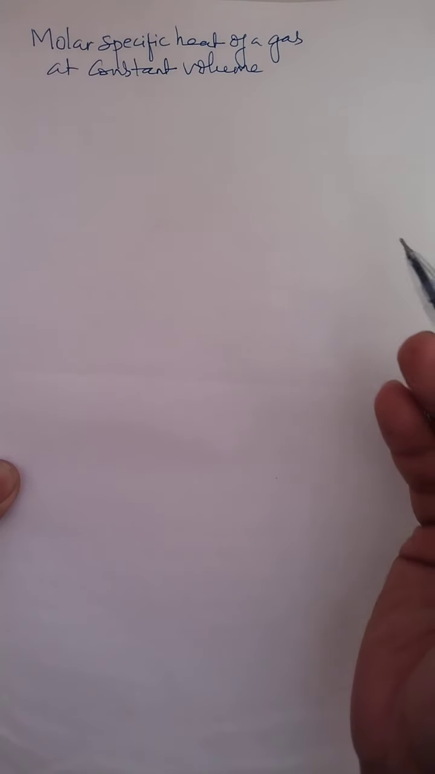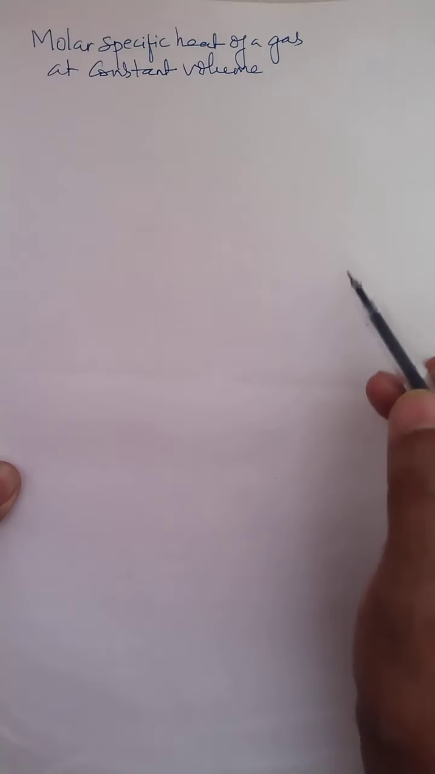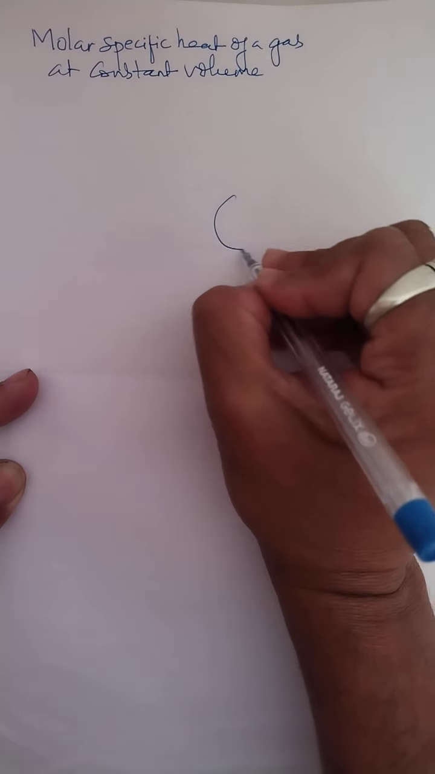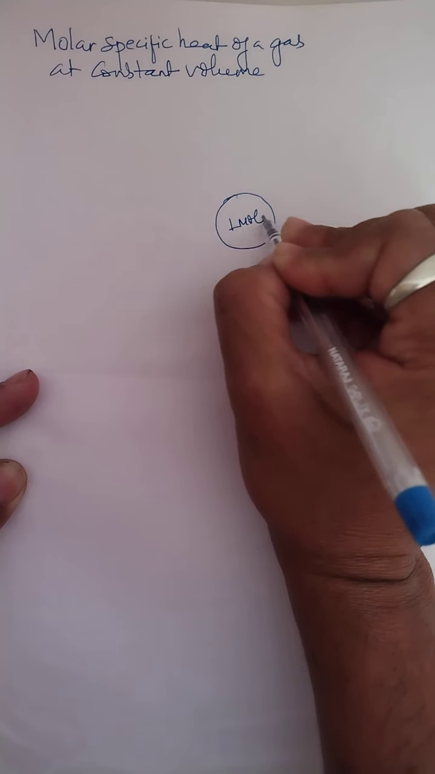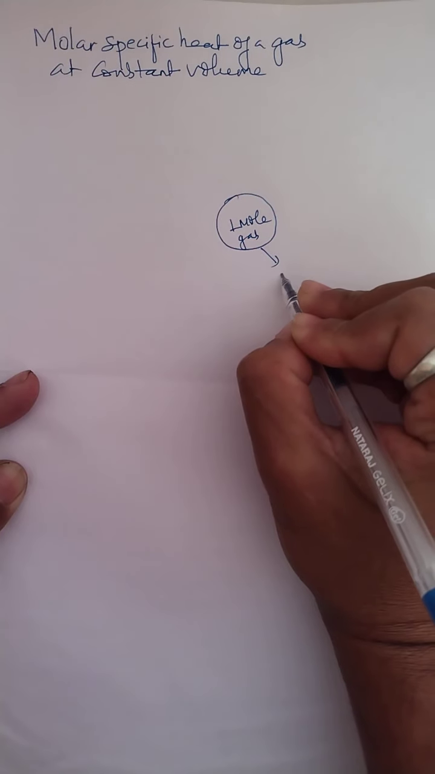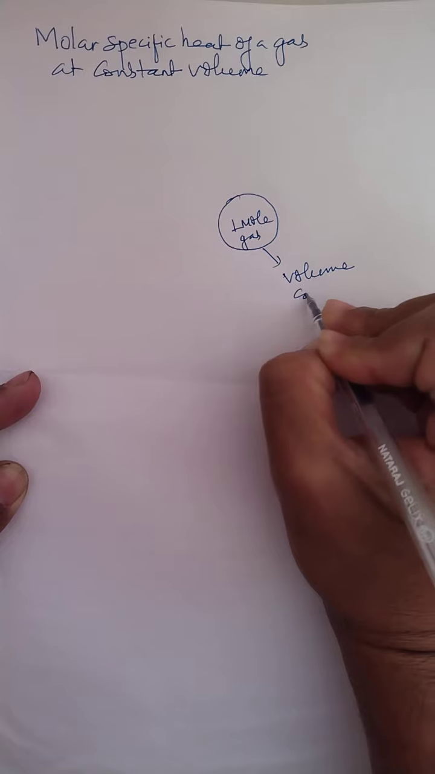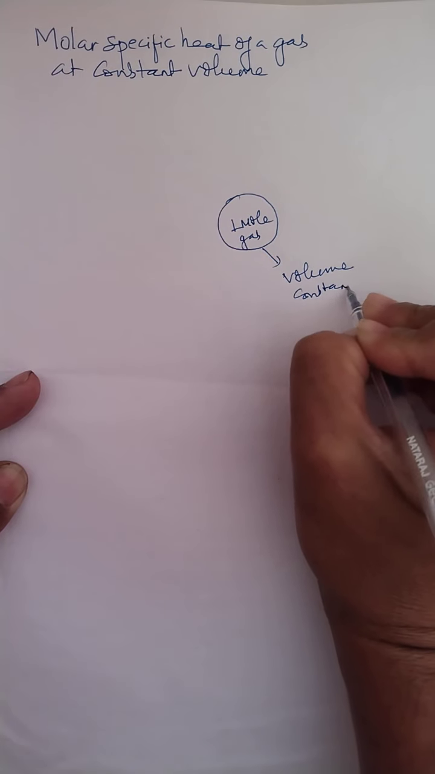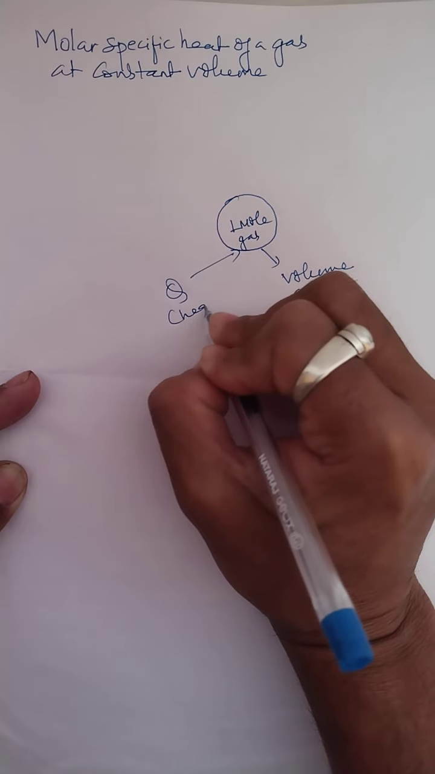So children, I can now define molar specific heat of a gas at constant volume. For that, let me take a gas, and this gas now I'll take as 1 mole of gas. And I keep this gas at constant volume. Now I'll keep the volume of the gas constant. Now I supply heat energy to this gas.